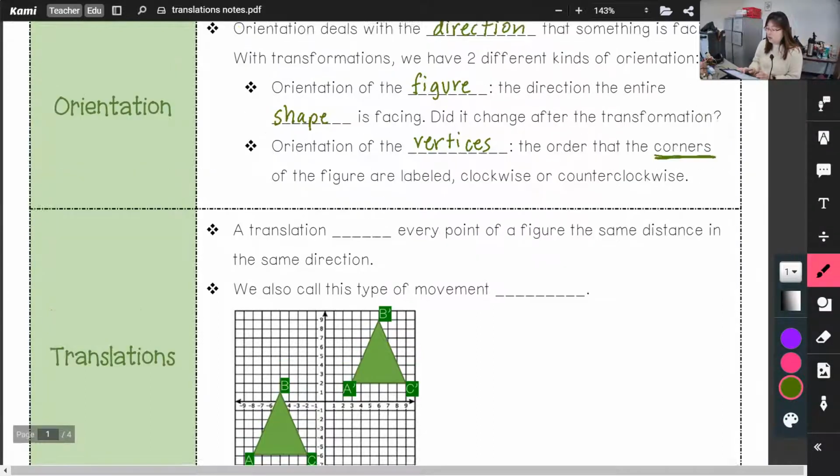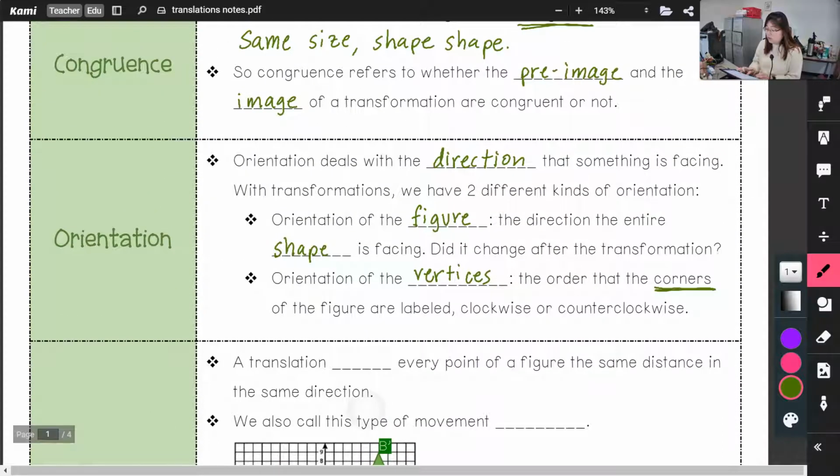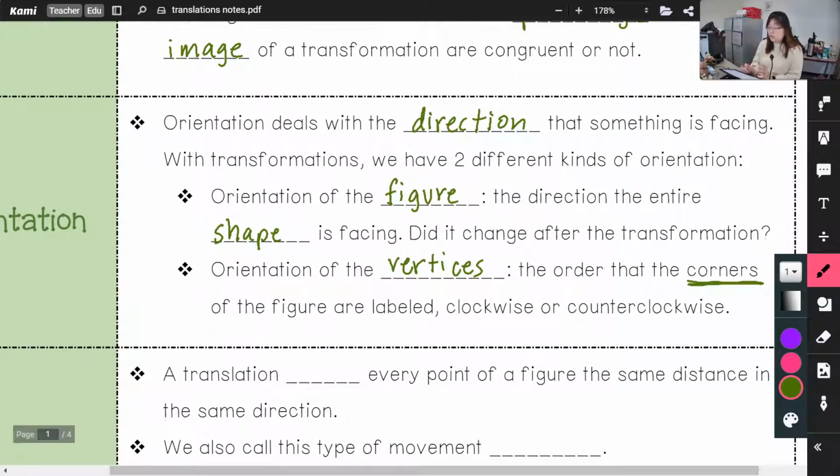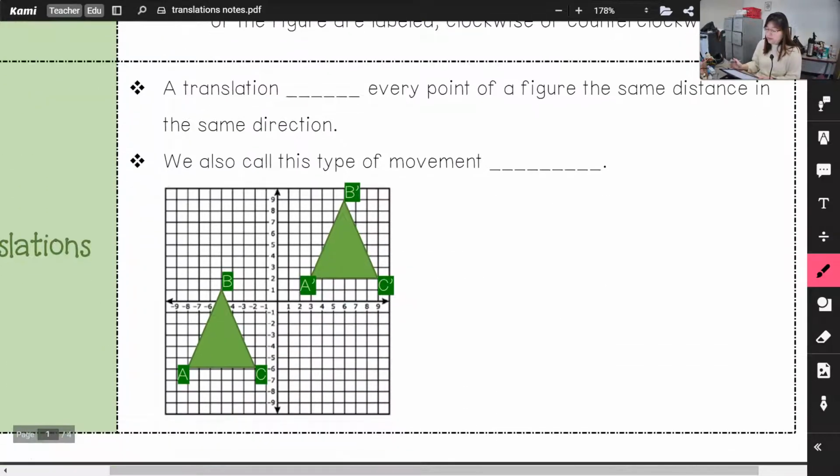Okay. Now, translations are kind of a boring transformation for orientation because nothing really changes, but we'll get into transformations later where those things do change. So it's good to get used to the vocabulary now so that you can use it later. Okay, so with that, we are finally ready to talk about translations. So the main point of today.